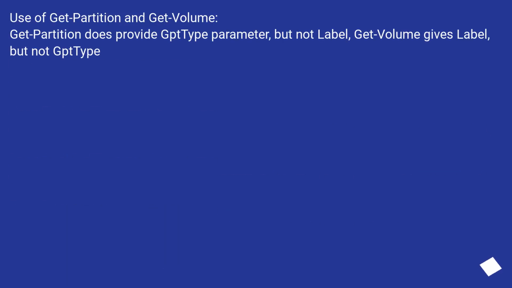Use of Get-Partition and Get-Volume. Get-Partition does provide a Type parameter, but not label. Get-Volume gives label, but not type.